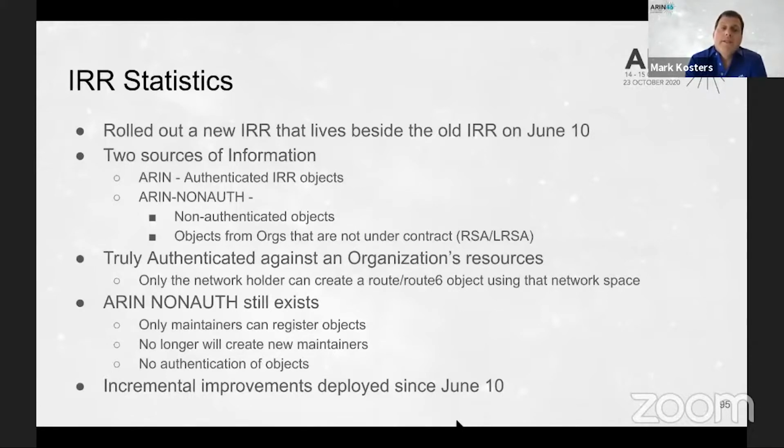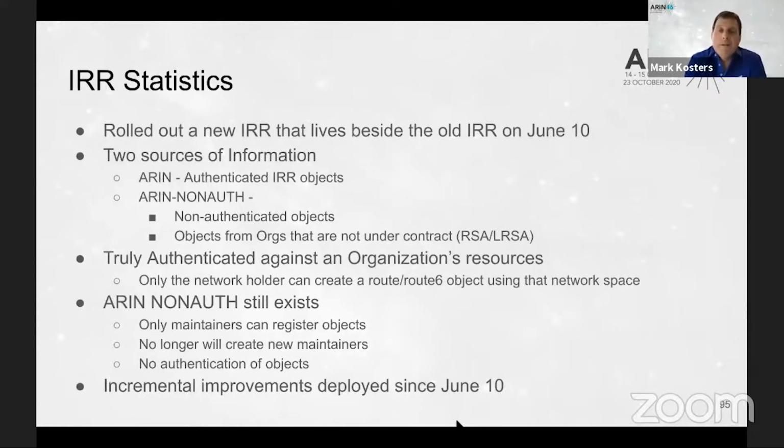Now, ARIN non-auth still exists. It only exists for those who had maintainers before June 10. You can no longer create new maintainers in that space. It has no authentication of objects, much like the old IRR did, and you can only use the template system. Also, one of the things I will say, jumping back to ARIN's authenticated side, is that if you were on the old system on June 10 and you decide to use the web interface on June 11, from that point onward, and there are adequate warnings put into place, you are then graduated from the template system into the web UI system. So anyways, that's one thing I wanted to make clear.